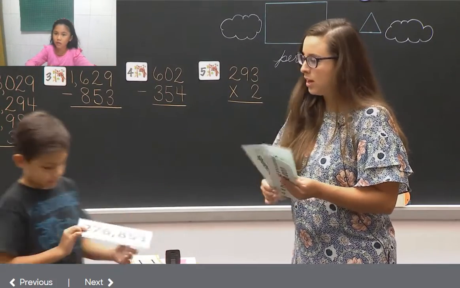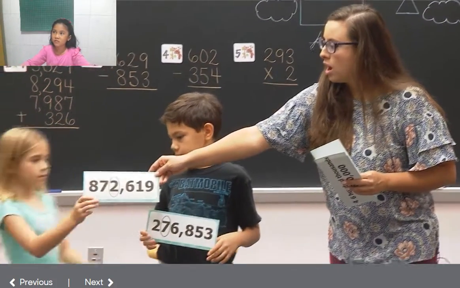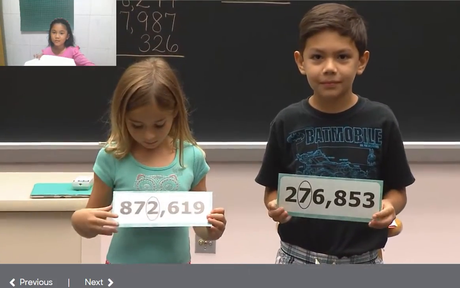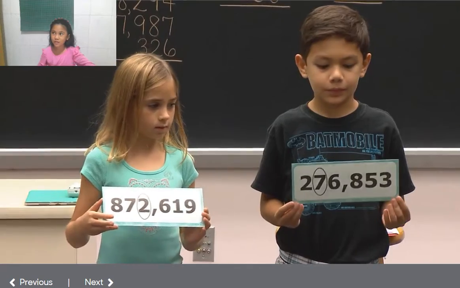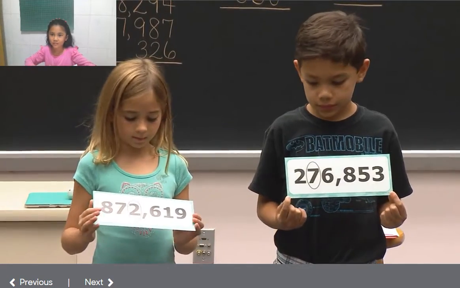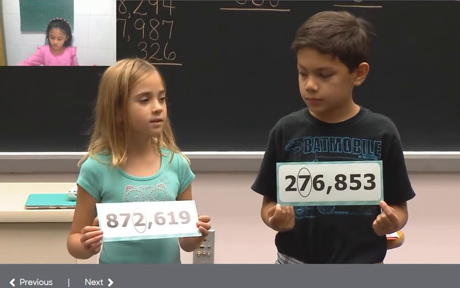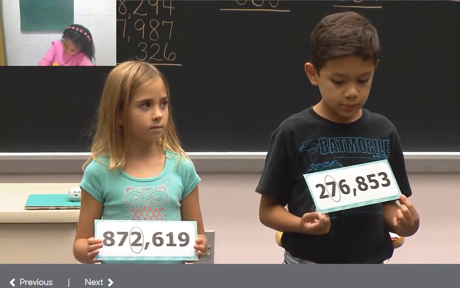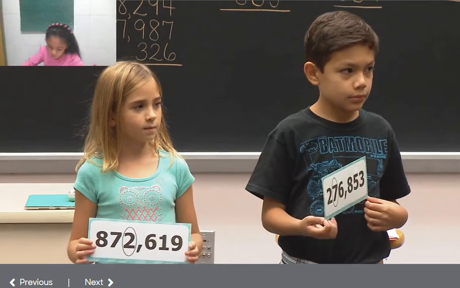Jimmy, this one is yours. And then Madison, this one is yours. Of these two numbers, say the largest number for me. Asa. 872,000. You've got it. Which one would be the least? Josh? And which number is that? Read it for me.